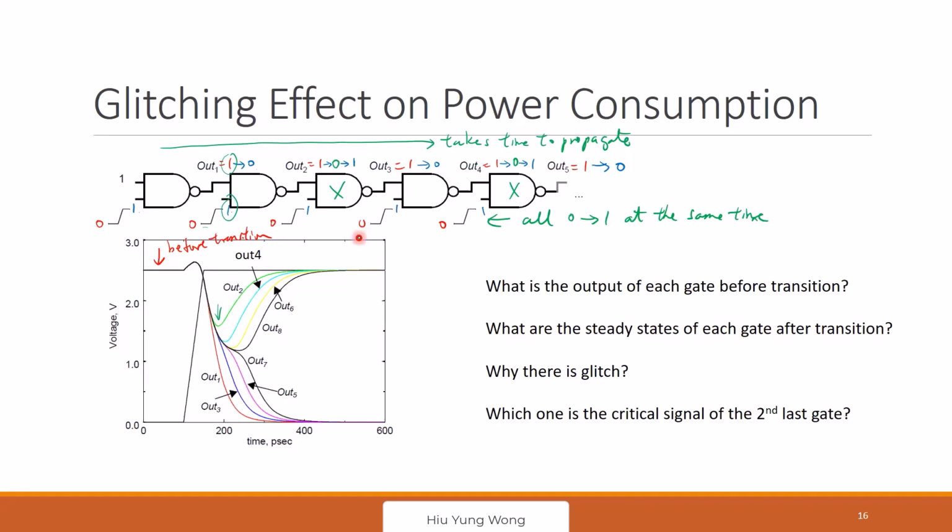Is this okay? So the reason there's a glitch is because of the delay in the critical path.